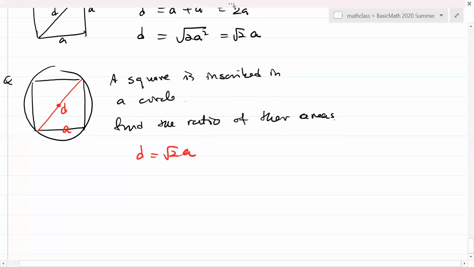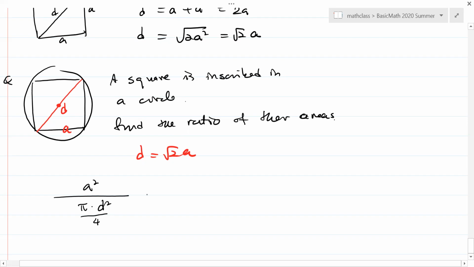So the ratio of the area of the square is going to be A squared. The area of the circle will be pi D squared, right? You know, expressed in terms of the diameter, D squared over 4. Do you remember that? The radius, right? D squared over 4, because pi r squared, and r is half of D. You can use this.